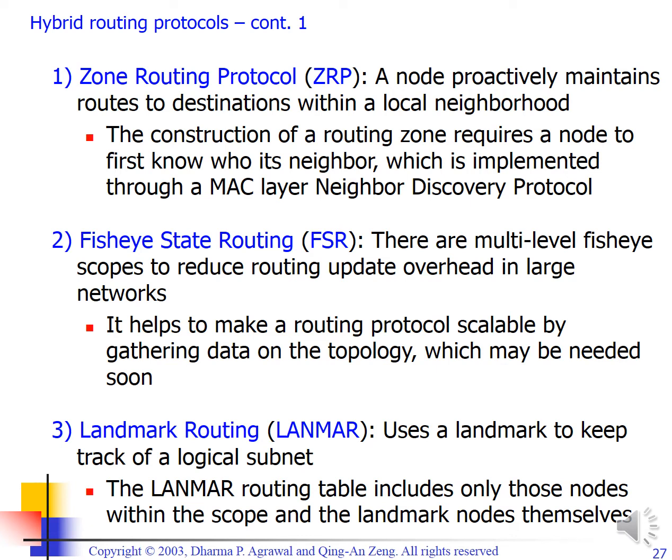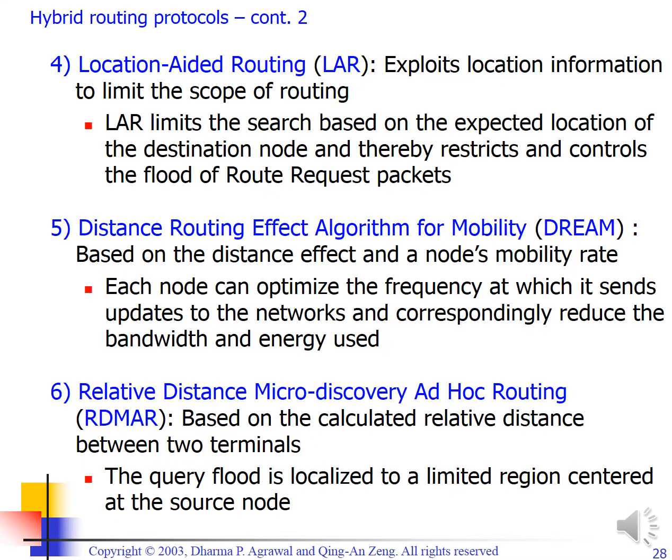Fish-eye routing protocol. It uses multi-level fish-eye scopes to reduce routing update overhead in large networks. It helps make a routing protocol scalable by gathering data on the topology which may be needed soon. Landmark routing uses a landmark to keep track of a logical subnet. The landmark routing table includes only those nodes within the scope and the landmark node.